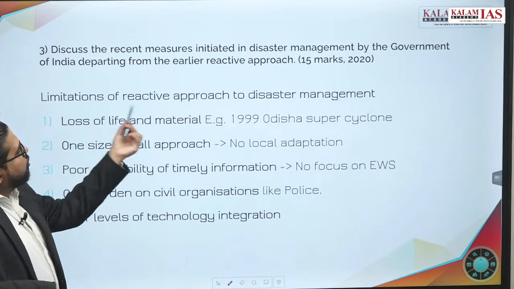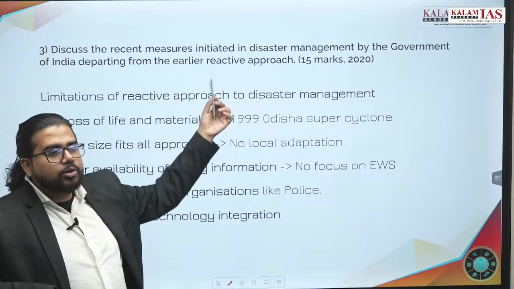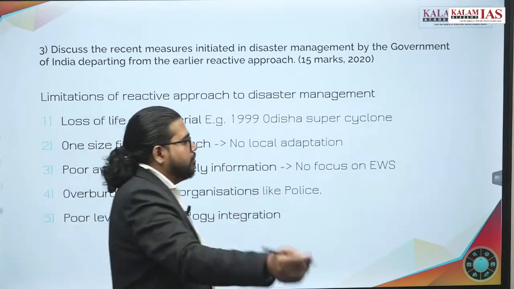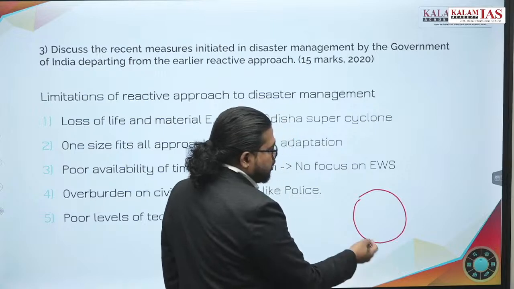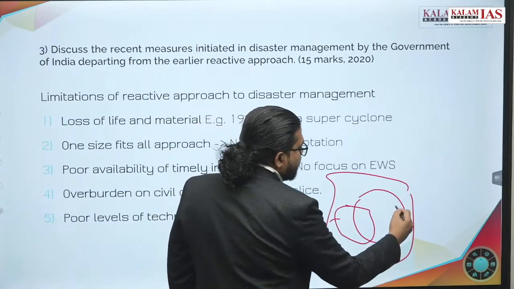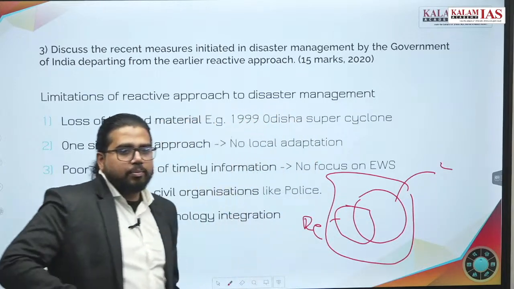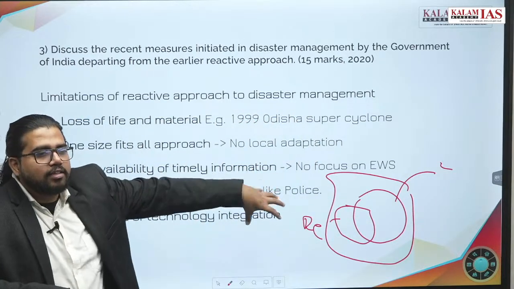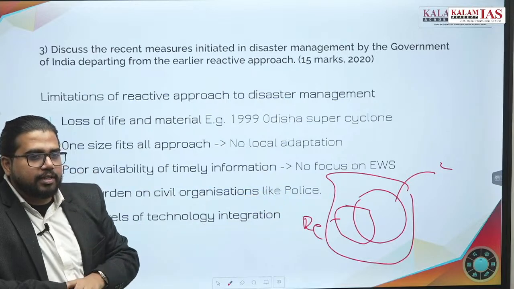What else? Limitations of the reactive approach. Here also you can show the diagram. You can make the life cycle diagram. You can show that this part only is the reactive approach. This whole part, we call it the proactive approach. There is still scope for making some innovative diagram here also.